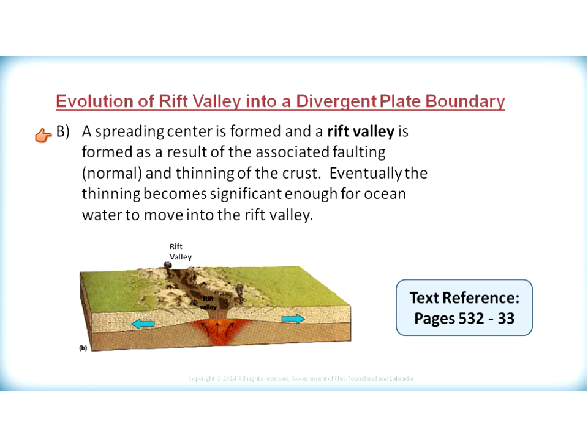As a spreading center is formed, a rift valley is formed as a result of the associated faulting, which is normally normal faults, and the crust thins. Eventually the thinning becomes significant enough for the ocean water to move into the rift valley.